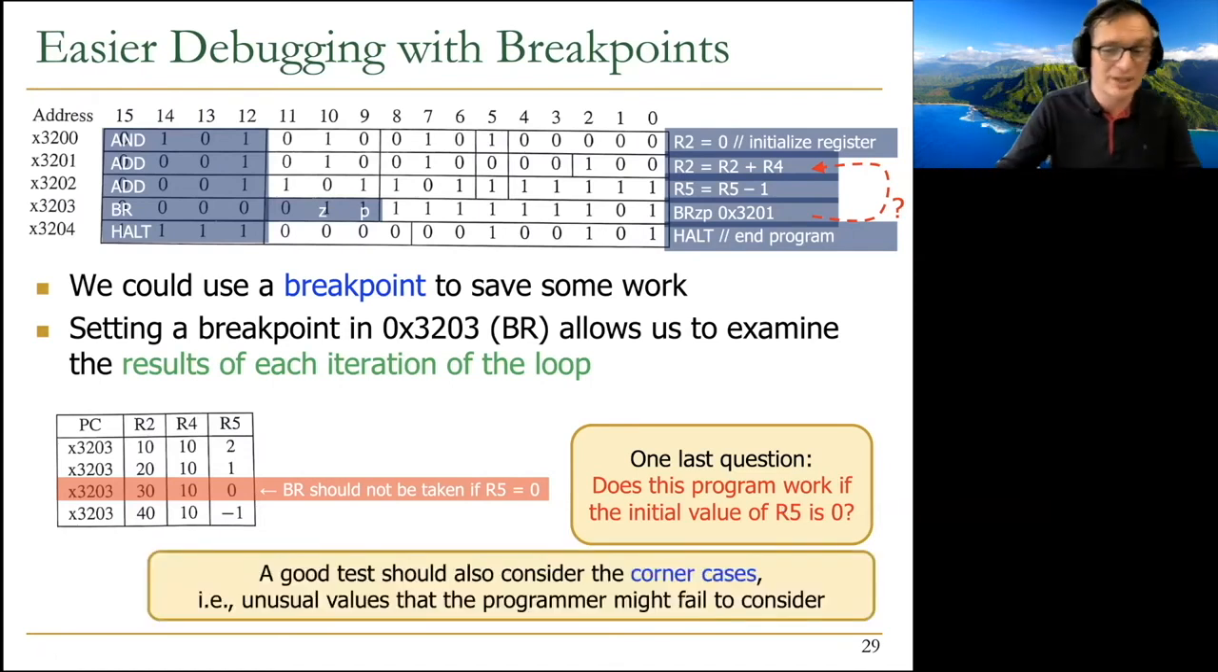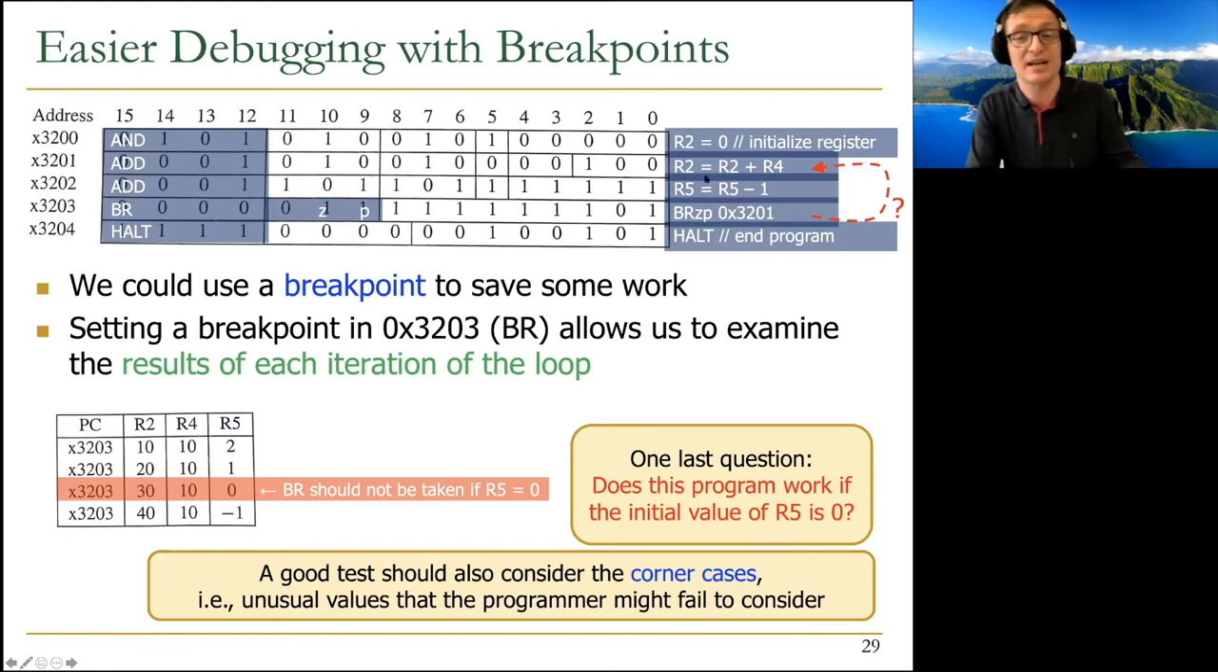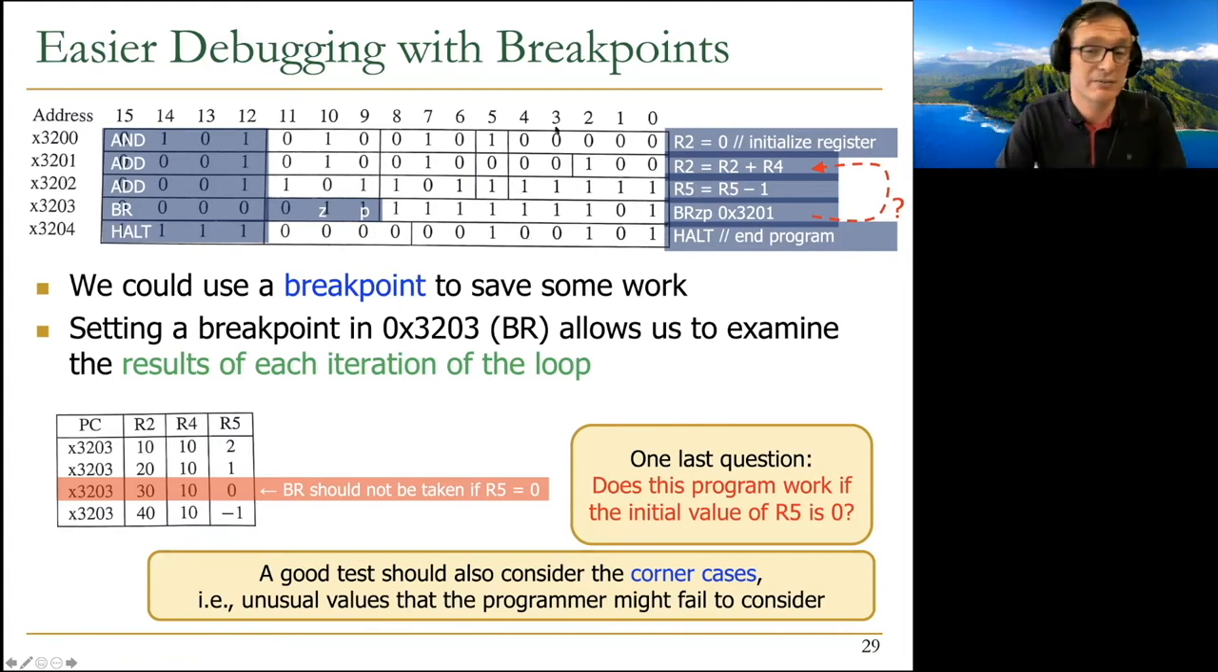Basically, that's another corner case. If R5 starts with 0, does this program still work? And the answer is no, this program doesn't work. Basically, that's a problem. So basically, you should test the condition. You should test whether R5 is 0 first to really make this program work. So there are multiple boundary conditions that this programmer was not careful in dealing with.